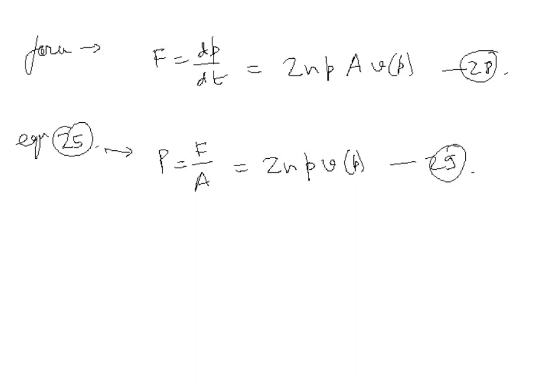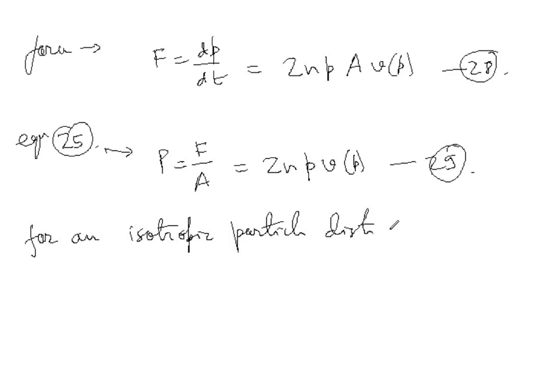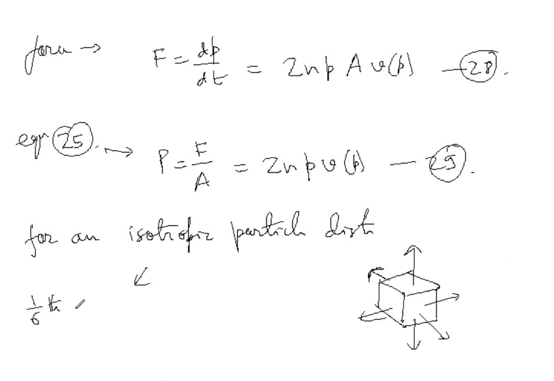This is equation 29. Now let us consider an isotropic particle distribution, where there is no preferential direction. In that case, on average 1/6 of the particles will be moving in the positive x direction, right? Because if you consider the box, how many sides are there in the box? 6 sides, right? If I am talking about isotropy, then there will be basically 1/6. So for isotropy, 1/6 of the particles will be moving in this positive x direction.